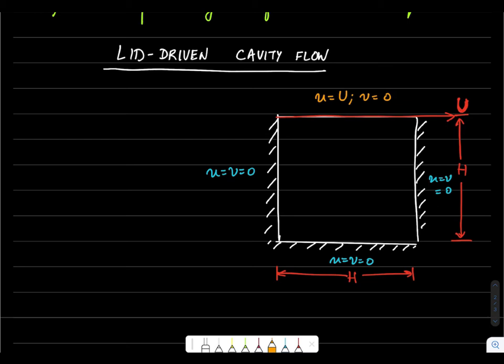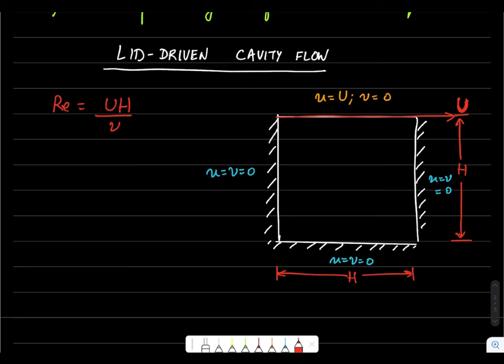The flow is typically defined in terms of the Reynolds number for the problem, and the Reynolds number here is defined in terms of the velocity of the plate, the height of the cavity or the dimension of the cavity, versus the kinematic viscosity.